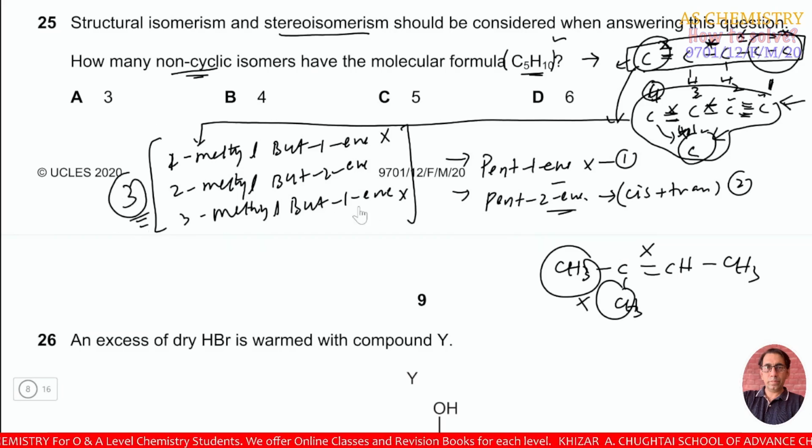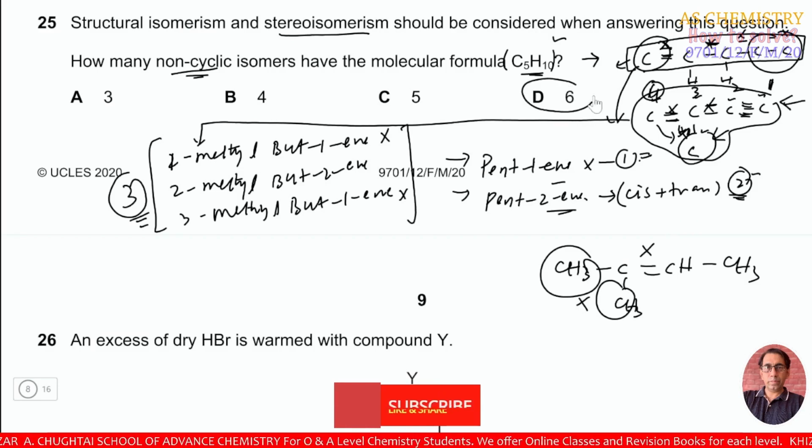3 structural isomers, 1 structural isomer that is equal to 4, and 2 that is because of the stereoisomerism. So 1 plus 2 plus 3, the total number of possible isomers is equal to 6. So D is the correct option.